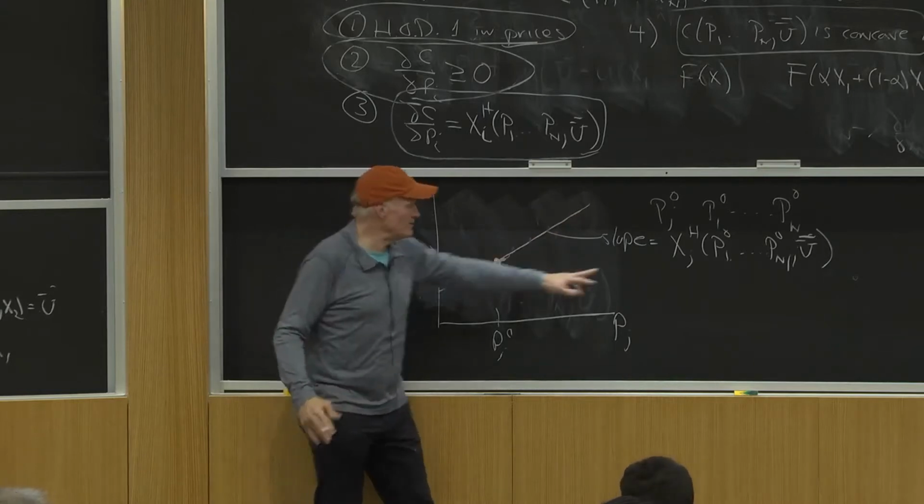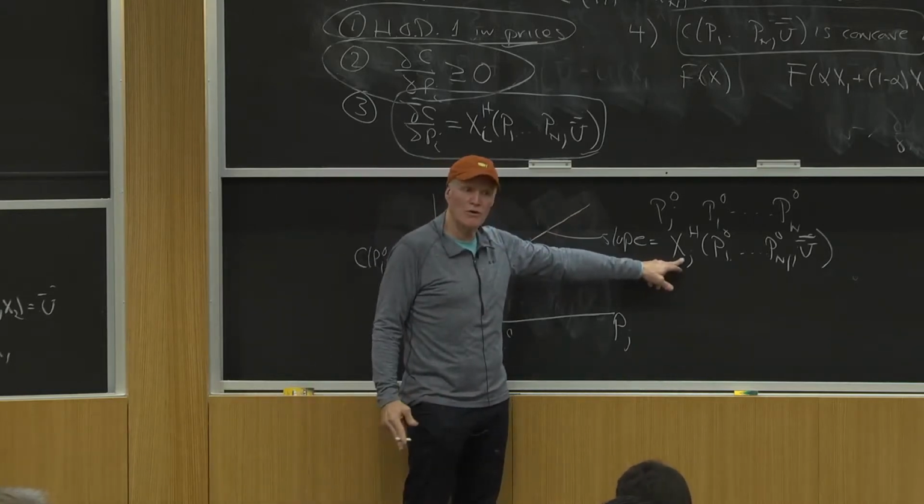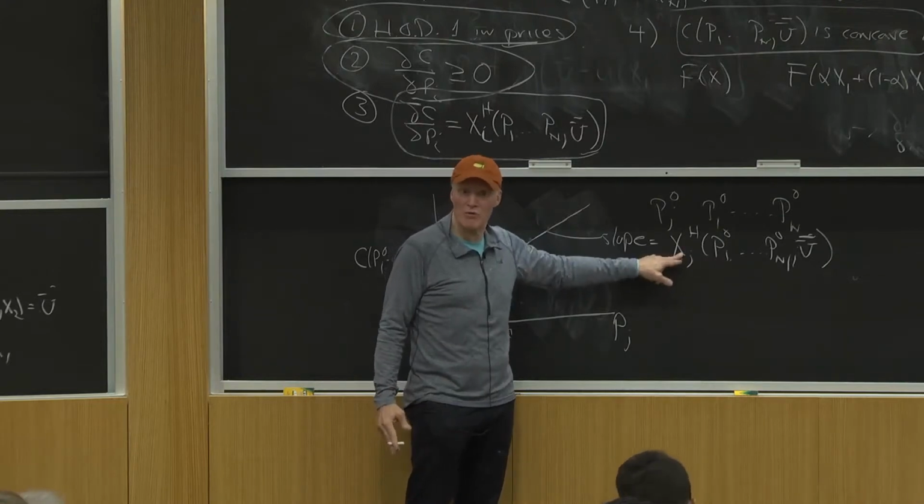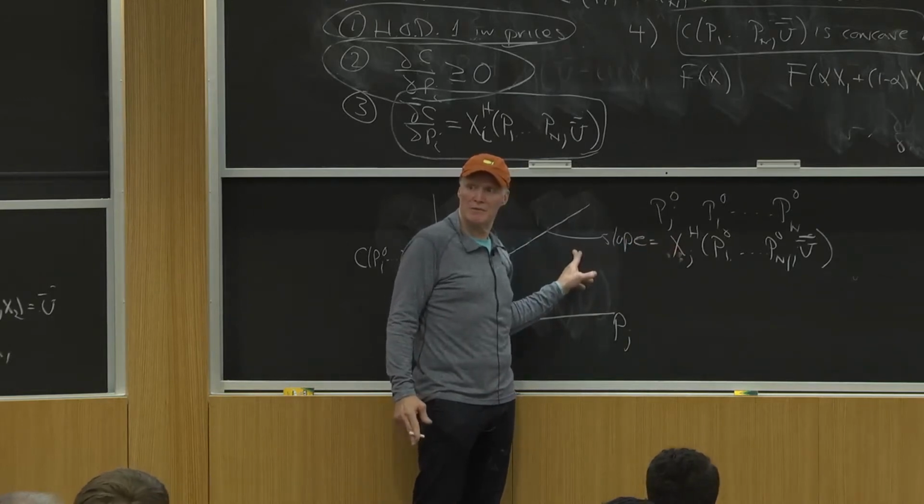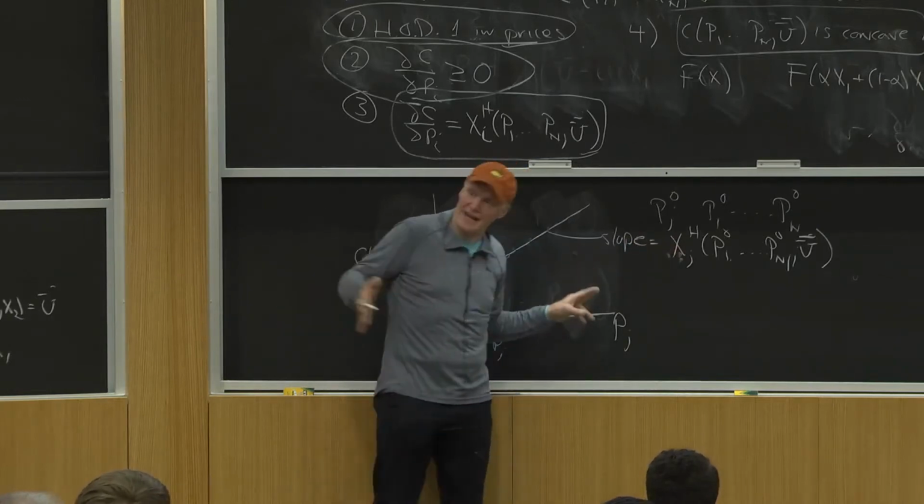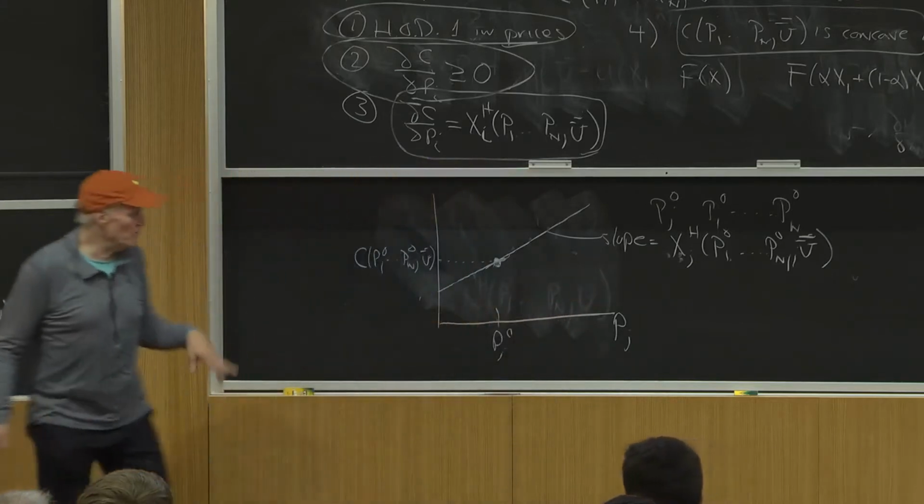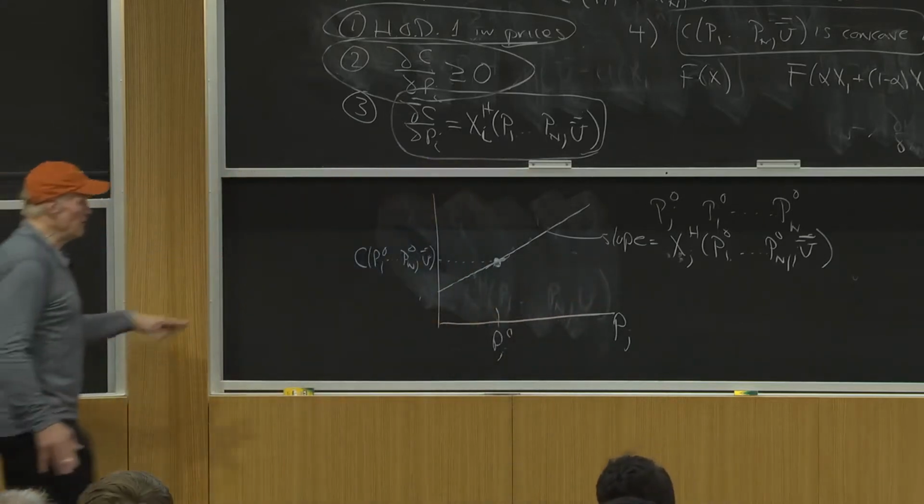And that line has slope equal to the Hicksian quantity. It's also equal to the Marshallian quantity, by the way. It's equal to the quantity, right? It's 10 in my example, which is both the Marshallian quantity and a Hicksian quantity. Okay? So whatever that quantity is, I would move along that line.